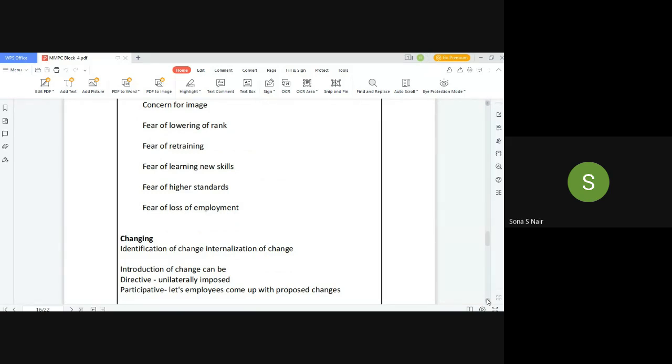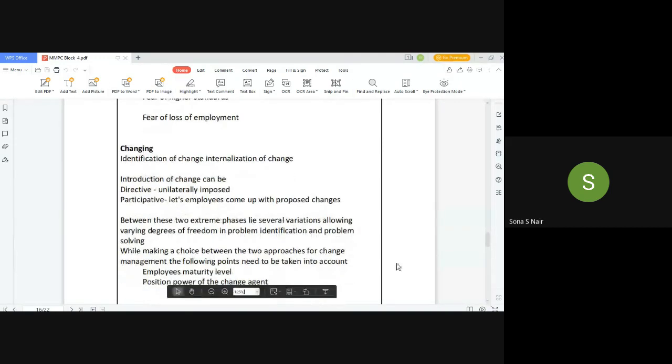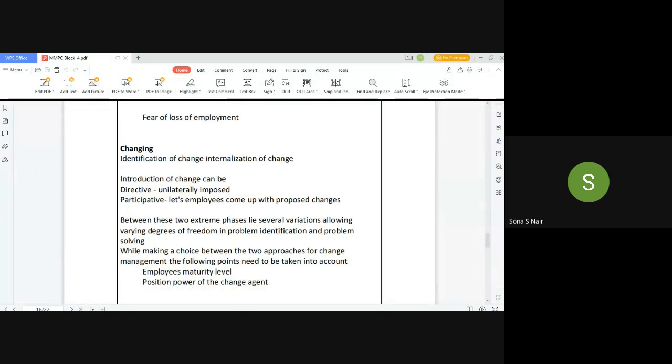Once that resistance has been handled, the actual changing takes place, where it could be participative or directive. They could be told, no, you have to make this change, or it could be discussed with them and they come out with suggestions, and that kind of thing can happen. But changing is the second phase.